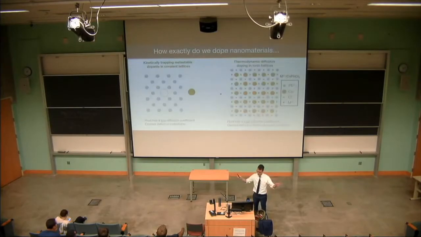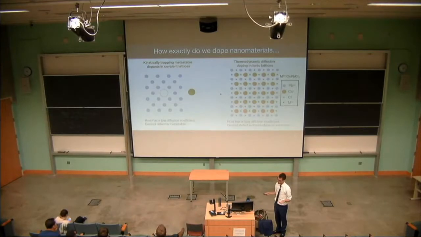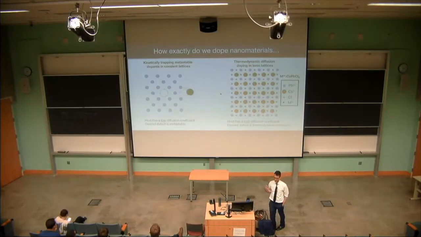So with that very general background in mind, let me talk now about how exactly we dope nanomaterials. And for the first part of my talk, I'm going to focus on this case where we're trying to kinetically trap dopants. This is a case where atoms don't freely diffuse in a lattice. That is, if you're trying to get this green dopant into a particular lattice site and you just heated it up, you can't get it into the lattice because there's no strong diffusion in the material. These bonds are just too strong. And this is the case whenever you have a very low diffusion coefficient.